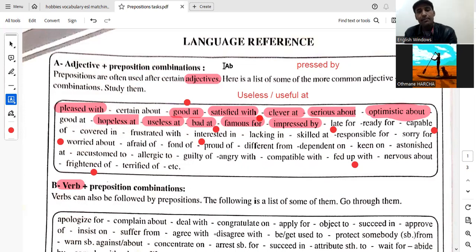It means I am impressed or affected, or passionate about something. Passionate about, meaning معجب بواحد الحاجة. I always say we can use here "impressed by." Okay, that's it.